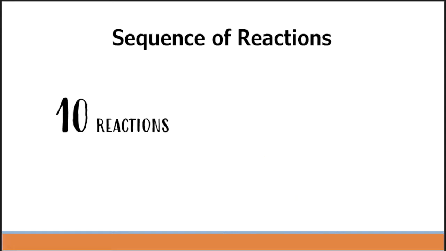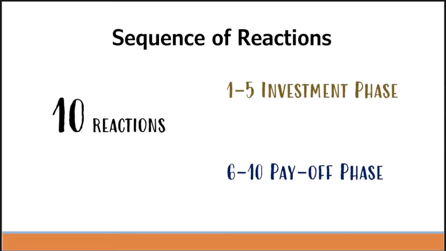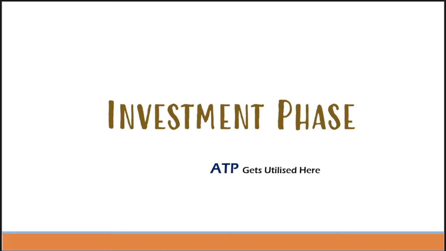This breakdown happens in a sequence of 10 reactions, and these 10 reactions are classified into two phases. The first 5 reactions are called the investment phase and the next 5 reactions are called the payoff phase. Let us learn these reactions one by one. So let us focus on the investment phase. Why is it called the investment phase? Because here ATP gets utilized. The cells utilize ATP instead of producing it. That's why it is called the investment phase.